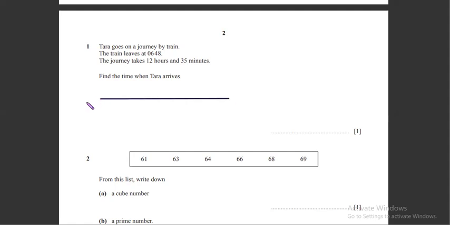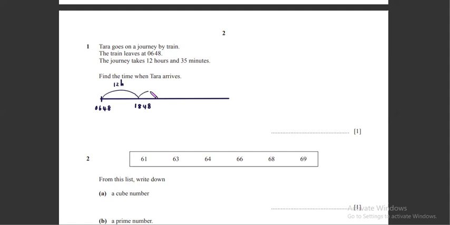So in this timeline, the time at which she started was 6:48. So this is the time at which she leaves, and the journey takes 12 hours and 35 minutes. If it takes 12 hours more than 6:48, it will be 18:48, because here the time is given in the form of 24-hour clock time. Then the next thing is we need to add 35 more minutes to this 18:48.